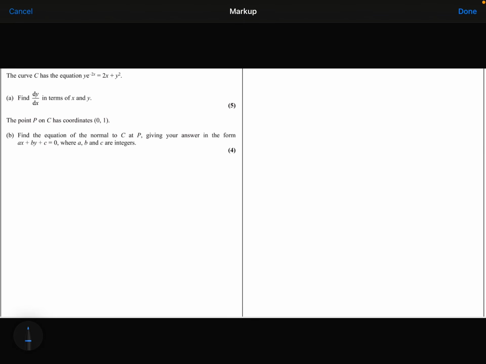The curve C has the equation y e to the minus 2x equals 2x plus y squared. Part A, find dy by dx in terms of x and y. So, I've got all my x's and y's mixed up here, so I'm going to differentiate both sides of this equation implicitly.